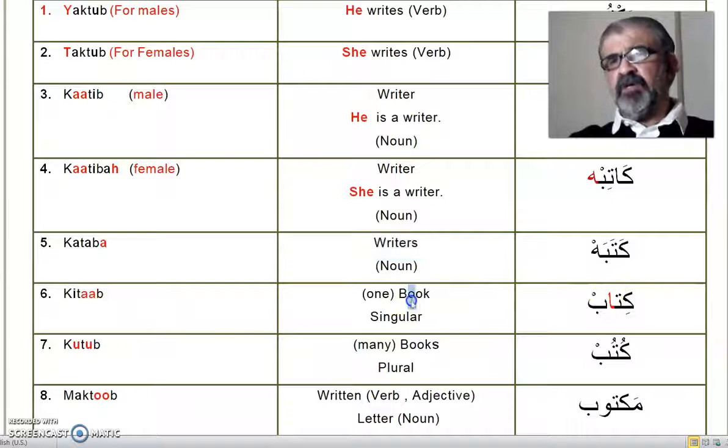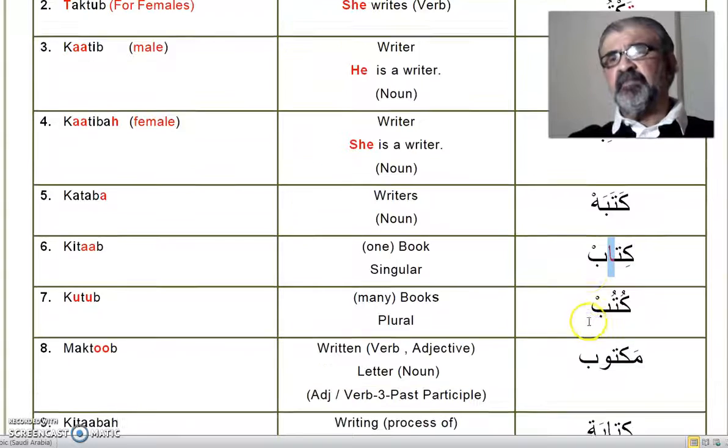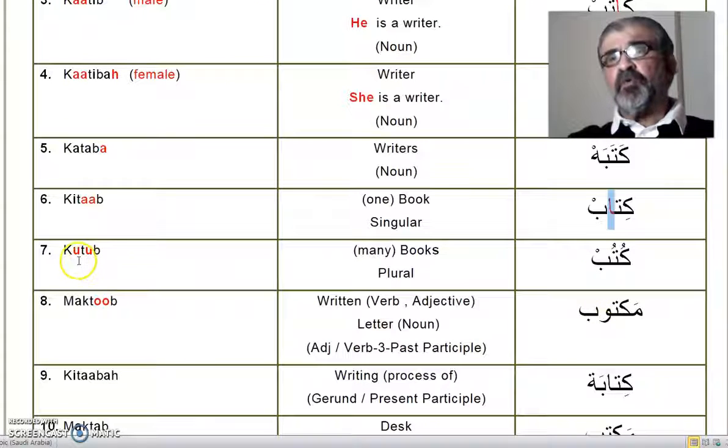Now, what about number 6? Kitab, book. Books, singular and plural, as you can see. Kitab, long vowel, or I say kutub, two short vowels, two diacritics, the dhamma. Kutub means many books. So far we have covered 7 paradigms.